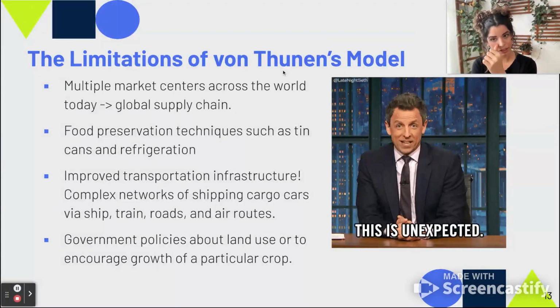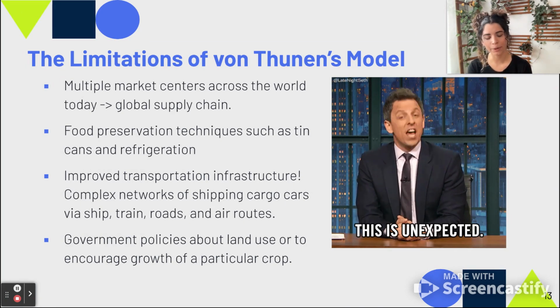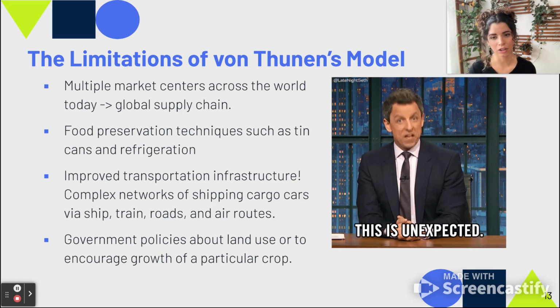So some limitations. There are, like I said, many markets that farmers might want to have access to now. We have a global supply chain, and we live in a globalized world. People are no longer limited to their immediate vicinity. With food preservation techniques like tinning and refrigeration and all these crazy preservatives that we have, food can last, right? You can transport food quite a long distance and it will not spoil.